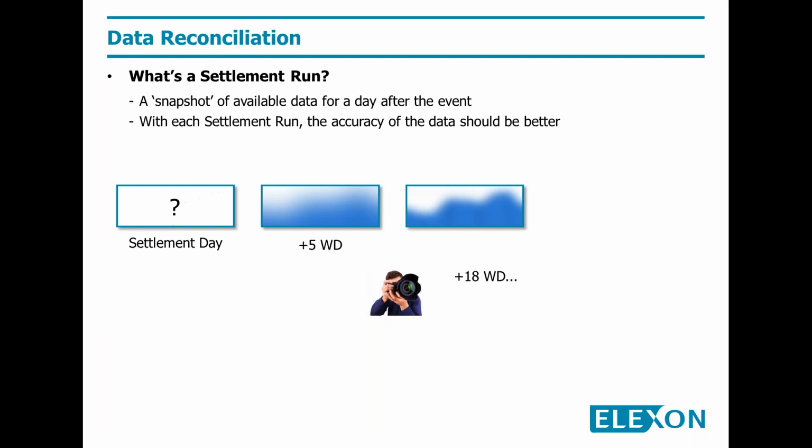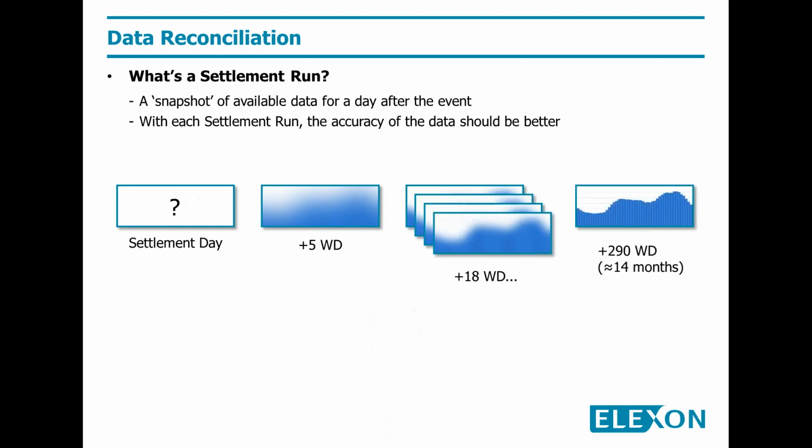A further 18 working days, and we will get what's called the first settlement, or the initial settlement run, and that will have a slightly better picture of the metered volume for that particular day. We then receive further reconciliations until we receive the final reconciliation 290 working days, or around 14 months after the settlement day took place. By this time, we should have accurate data that's been collected for all our half-hourly and non-half-hourly metered customers.